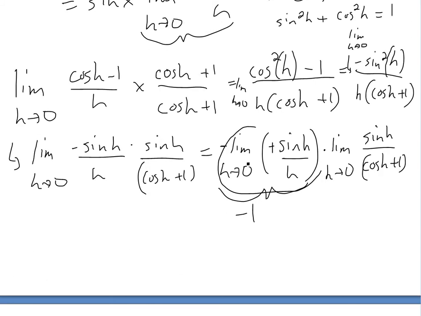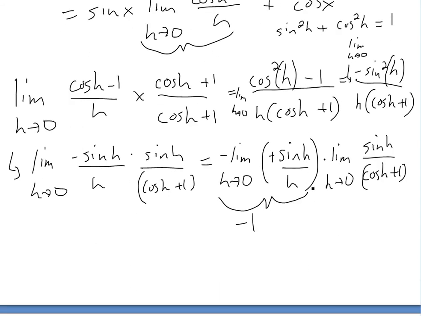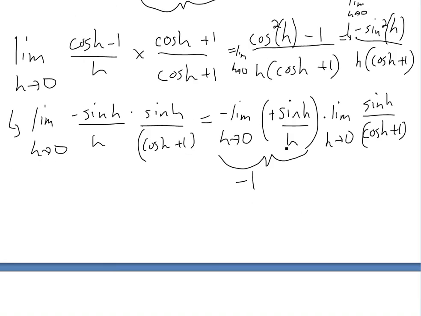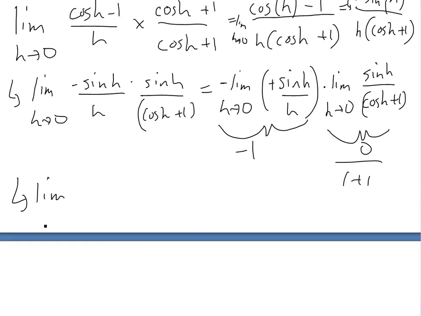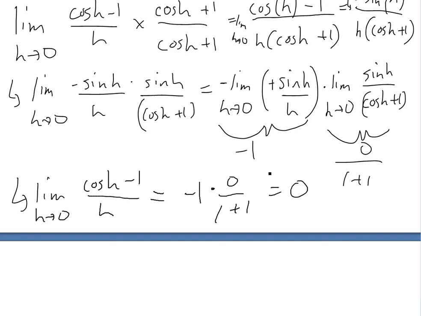Okay, so basically we just get rid of that. So this is 1, and then here if you put h as 0, sine h is 0, so we'll have 0 over, this is 1, so 1 plus 1. So if we put it all together, the limit as h approaches 0 of cos h minus 1 over h is equal to negative 1 times 0 over 1 plus 1, which equals 0.